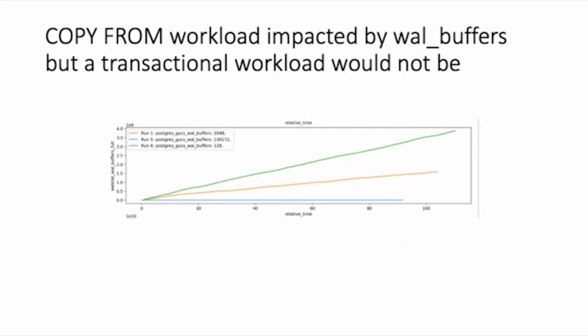So again, back to James's point, this is not necessarily relevant for all workloads, or representative of a typical customer workload. But if you're doing a transactional workload, you're not necessarily going to see a difference from changing wal buffers, because the commits are flushing the WAL themselves.